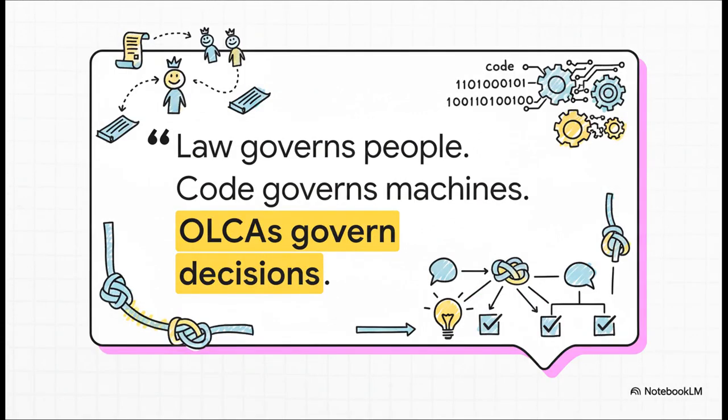So look, if you take away just one thing from all of this, let it be this simple idea. Law governs people. Code governs machines. But OLCAs govern decisions. And since every single action we take starts with a decision, that makes them the most fundamental layer of governance you can possibly imagine.